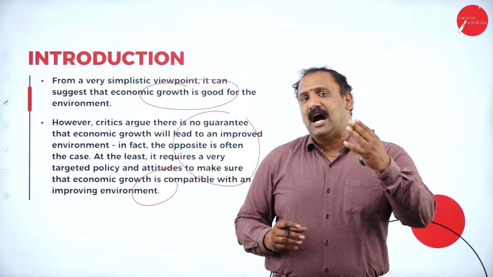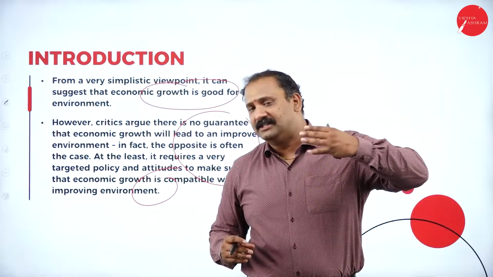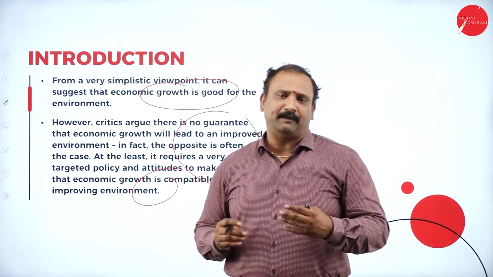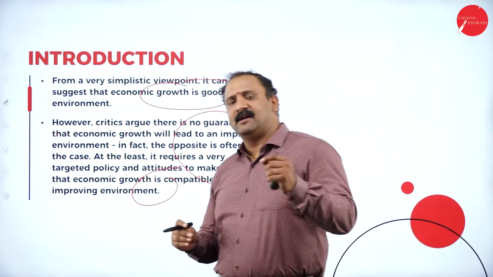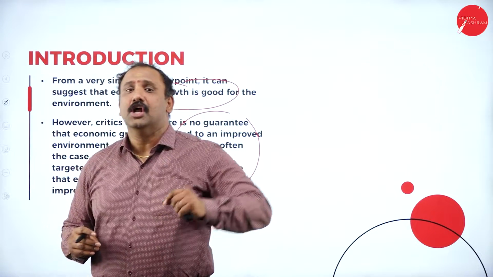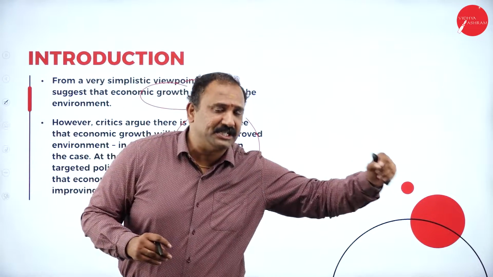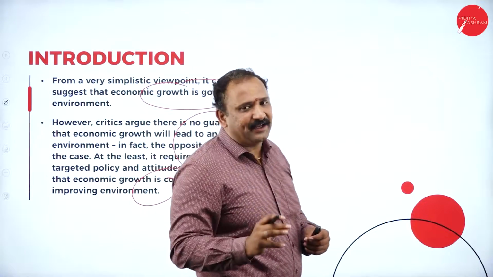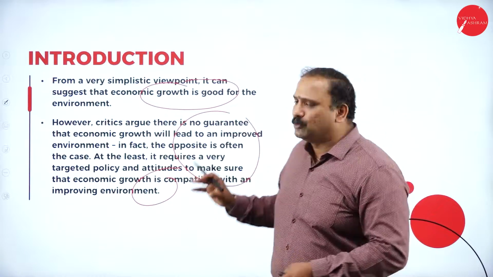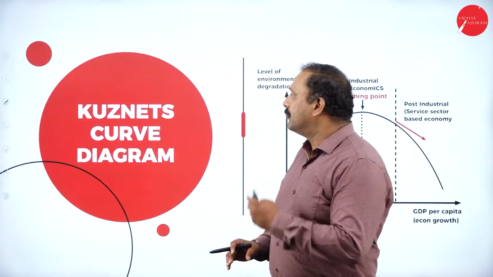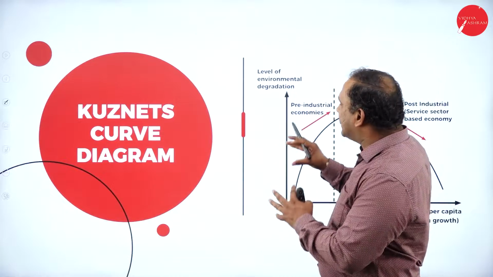There is an argument in terms of understanding this environment versus economic growth. So most of the people suggest that unless and until there is a proper regulation, rather a strict regulation, which can direct the policy towards development and growth in a most targeted manner, only then will we be able to speak about it and take it forward altogether. Followed by the Kuznets curve diagram.